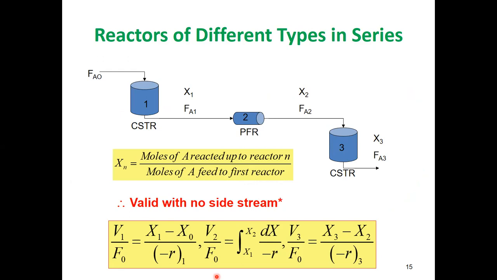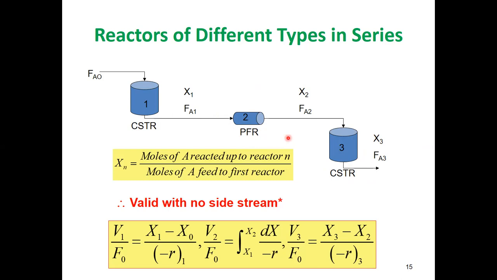Oftentimes, class, the configuration is like this. You start off with a CSTR because it can process a bigger volume. Then you have in the middle the PFR because your degree of conversion in the PFR is higher, then again another CSTR towards the end because we want as much as possible to have production increase. And CSTRs are used if you are to process bigger volumes of feed. So that is why the configuration that is being shared to you here is actually the ideal configuration.